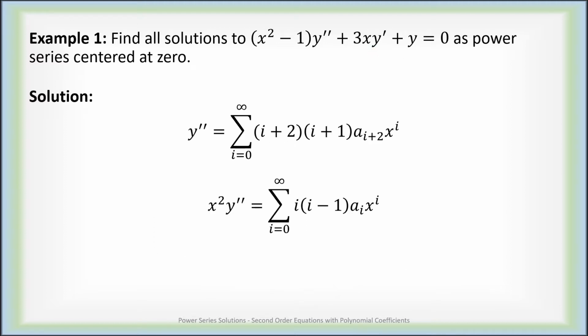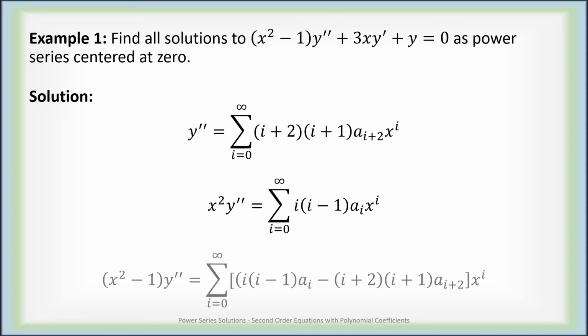So here was y double prime and x squared y double prime. Therefore, I can take the difference: x squared minus 1 times y double prime will be this power series minus this one. They have a shared factor of x to the i. That was always the objective in our re-indexing, so I factor that out. And I will have i minus 1 a_i, minus i plus 2, i plus 1, a_(i+2). So x squared minus 1 y double prime is now expressed as a single power series with this fairly nasty looking coefficient.